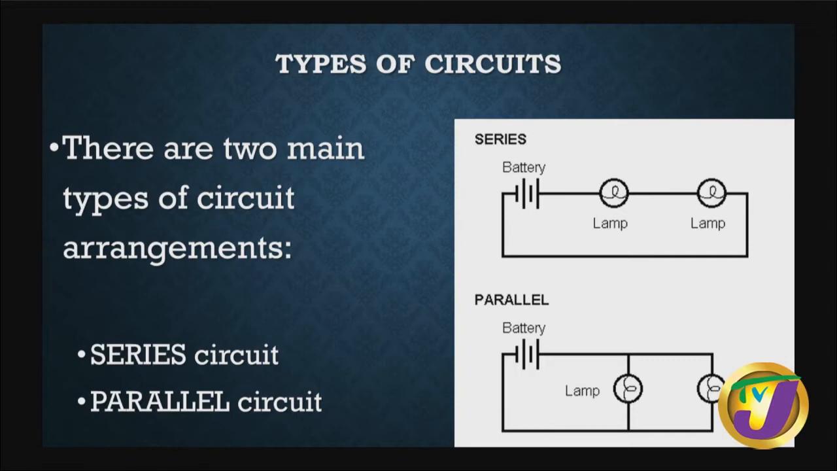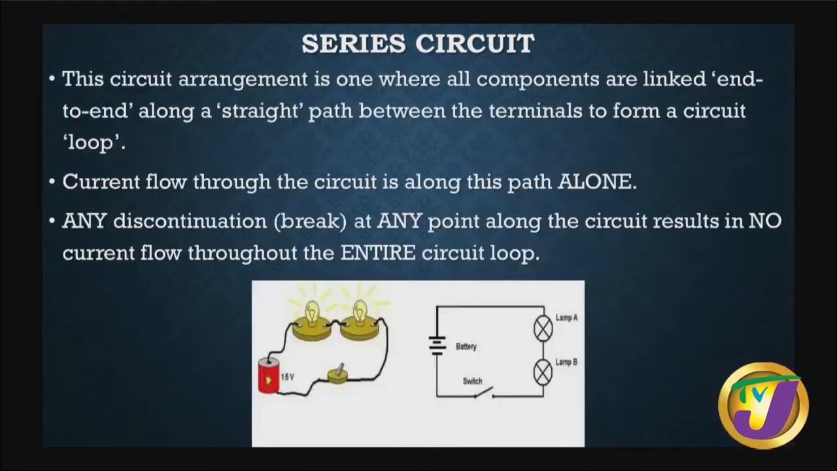This circuit arrangement is one where all components are linked end to end along a straight path between the terminals to form a circuit loop. Alright? Current flows through the circuit along this path alone. And any discontinuation or break at any point along the circuit results in no current flow through the entire circuit loop. So looking at the circuit here, all components are linked end to end. So the battery links to this, that end links to that, so on and so forth. The switch here and it comes back. Current flows through one path only, from battery to bulb to switch back to battery. Any discontinuation results in no current at all.